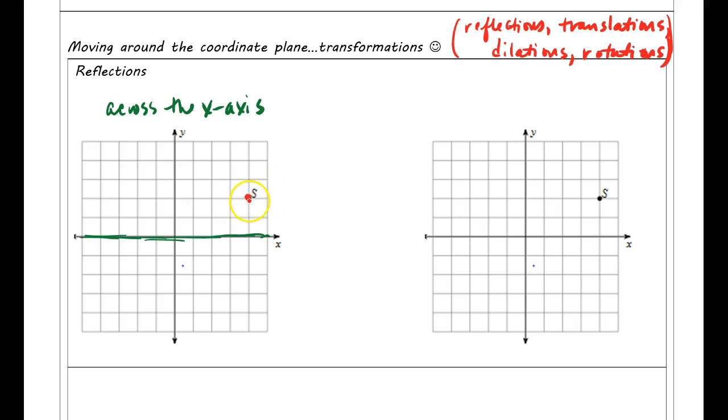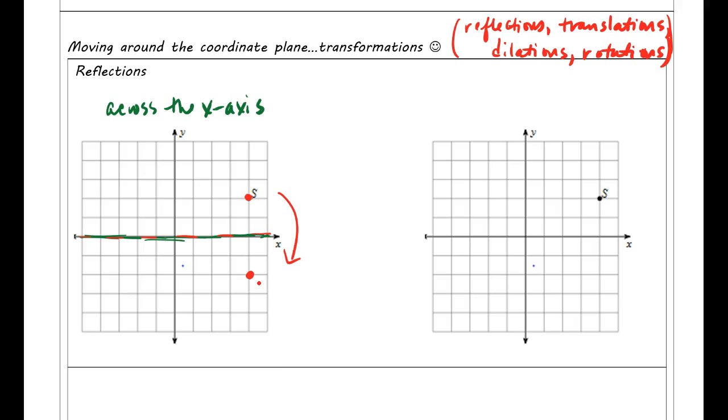So I always like to imagine, okay, well, what if I fold my paper on this x-axis? Where would that big blob of paint end up? Well, it would be right here, right? I'm folding here, so this piece would touch up with this piece whenever I fold my piece of paper down. And so that is a reflection across the x-axis.